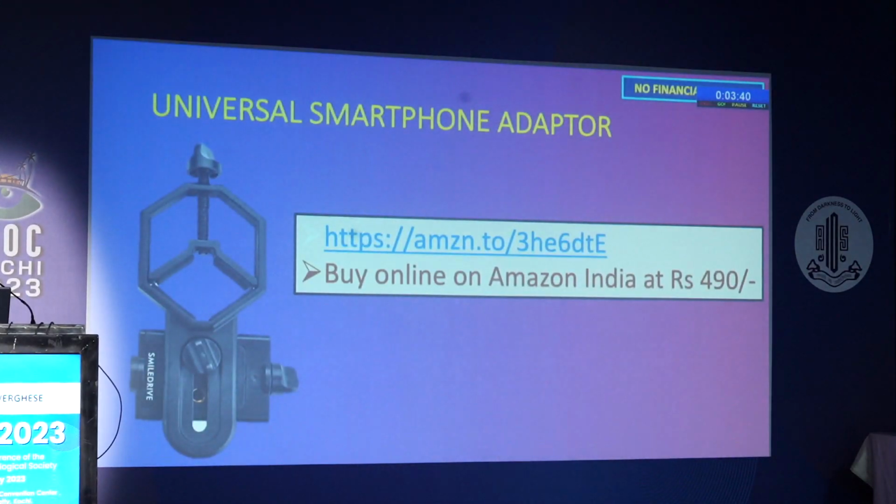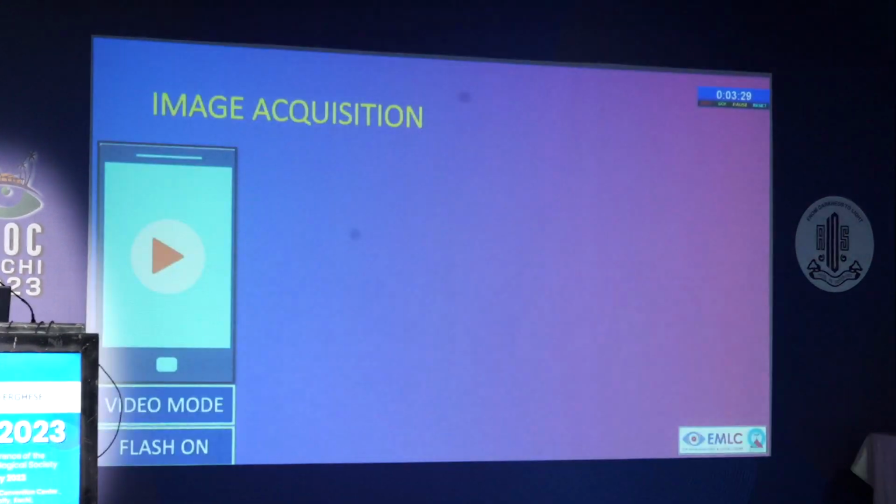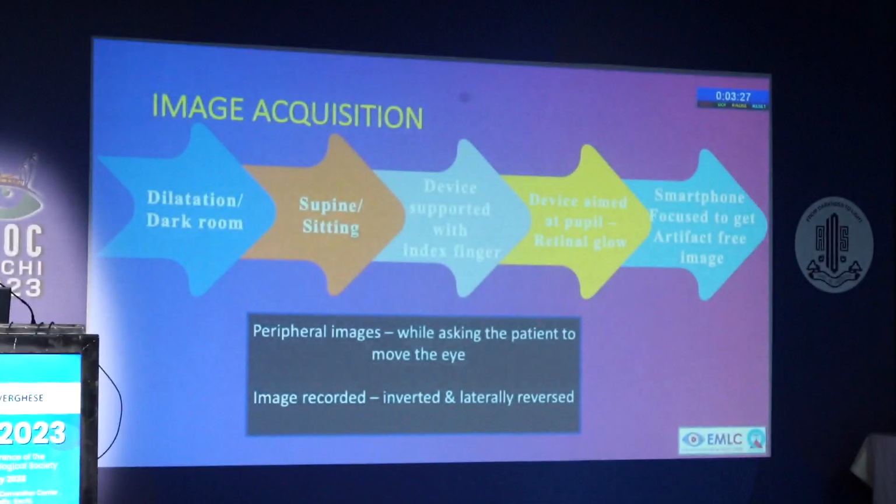The universal adapter is commercially available to purchase. The principle of Trash to Treasure Red Cam is similar to that of indirect ophthalmoscopy, where the observer's eye is replaced by the smartphone camera. The image is acquired using the video mode of the smartphone.